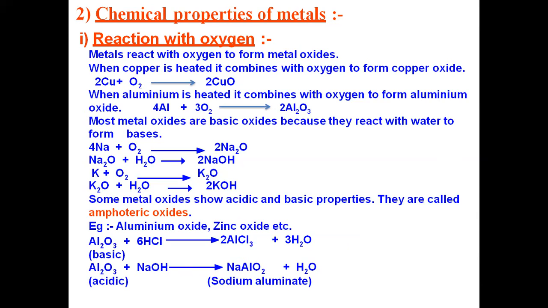Aluminium oxide and zinc oxide are amphoteric oxides in nature because they show both acidic property as well as basic property. Any doubt in reaction with oxygen? Any doubts? Okay, we'll move to the next part then.